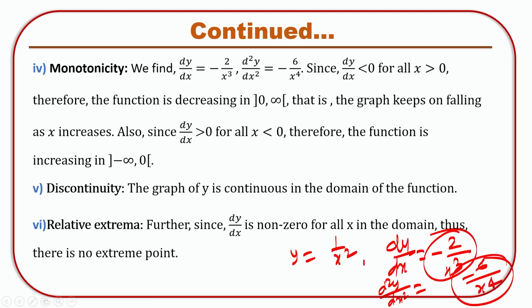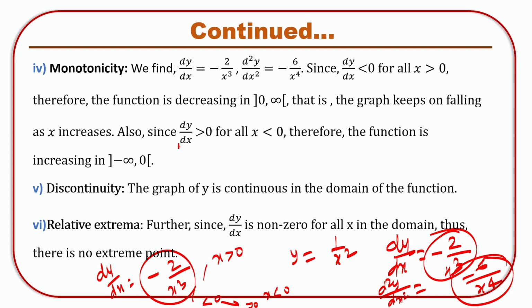So, these two give me the monotonicity. dy/dx is less than 0 for all x greater than 0, isn't it. Since dy/dx equals minus 2/x³, putting x greater than 0, the whole number is going to be less than 0, right. And what about if x is less than 0? If x is less than 0, the whole number is going to be greater than 0. So, vice versa, if x is greater than 0, dy/dx is less than 0, and when x is less than 0, dy/dx is greater than 0, right.